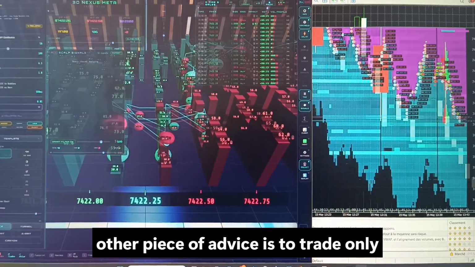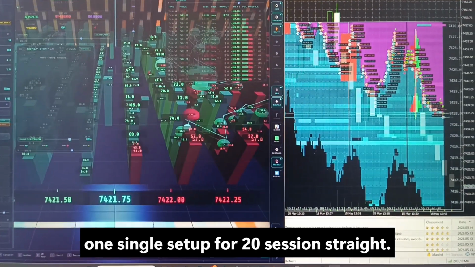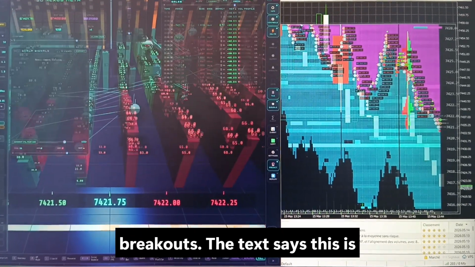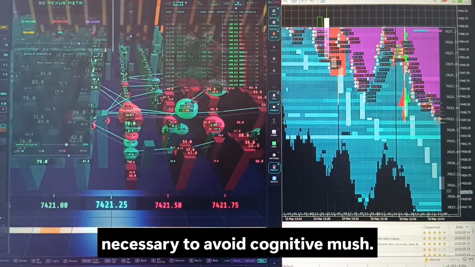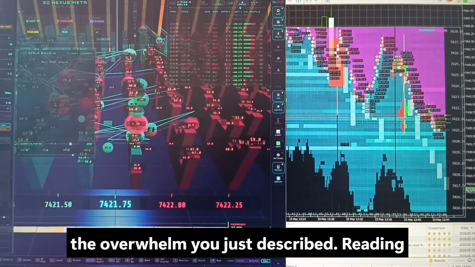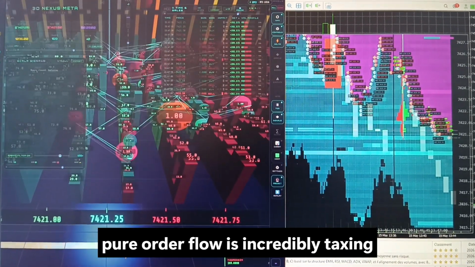Just observation. And the other piece of advice is to trade only one single setup for 20 sessions straight. Just one. Like, only look for failed breakouts. The text says this is necessary to avoid cognitive mush. Cognitive mush is the perfect term for the overwhelm you just described. Reading pure order flow is incredibly taxing processing work.